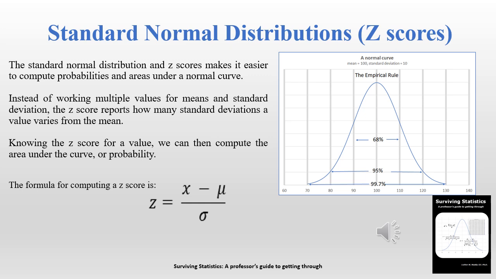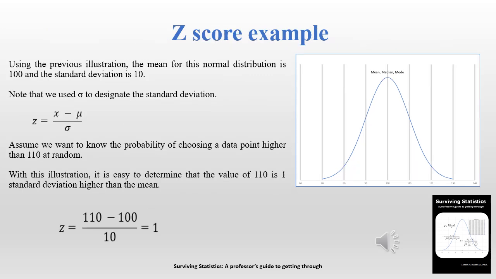The way we compute a z-score is we simply take the value that we're working with, 110 in this case, or 120, subtract the mu, the average, and divide that by the standard deviation, which gives us a z-score. Now we'll see how that works in the next slide. Let's start with a very simple example of how to compute a z-score. In this illustration, we have a mean of 100 and a standard deviation of 10. Using this formula, let's assume that we want to know the z-score for 110.